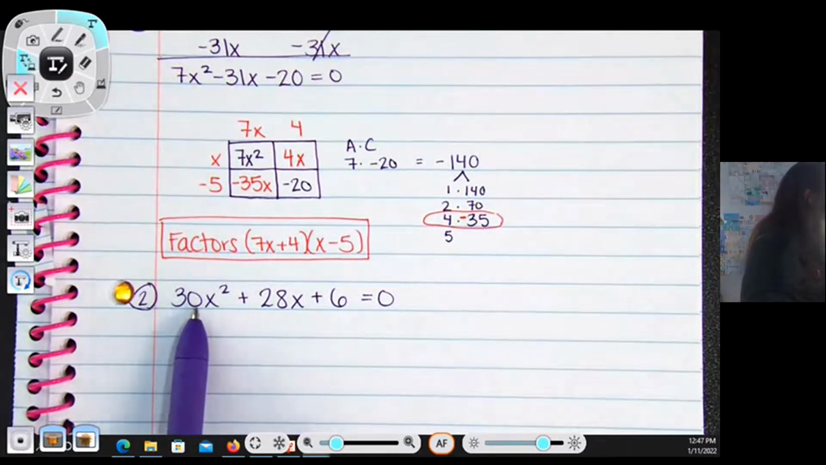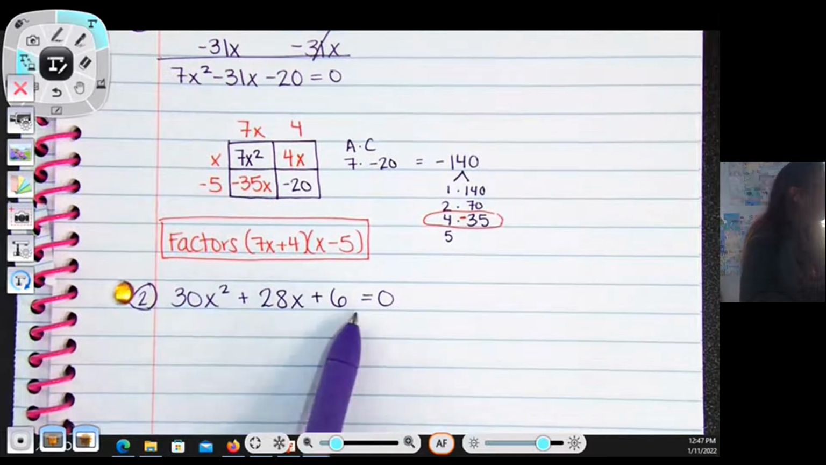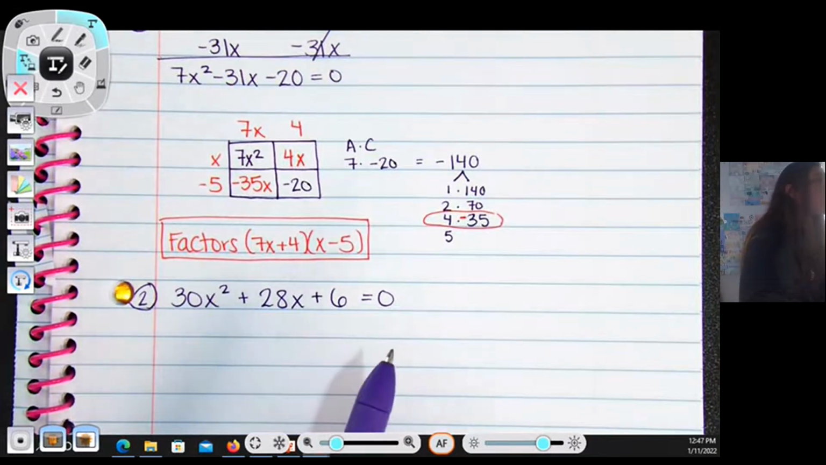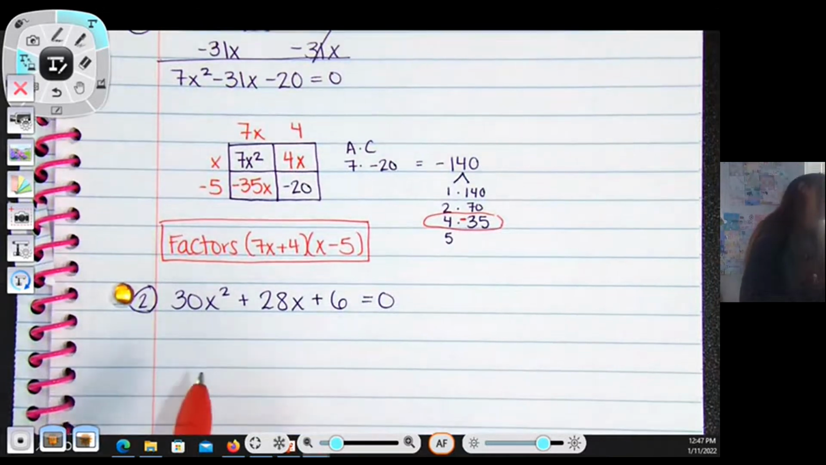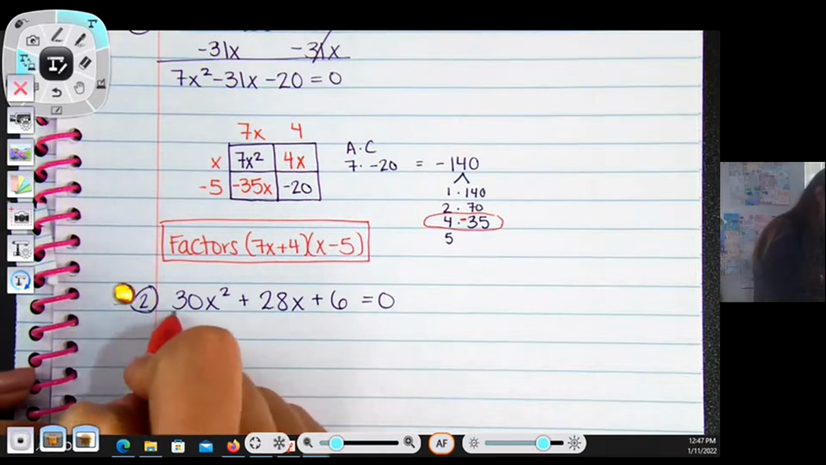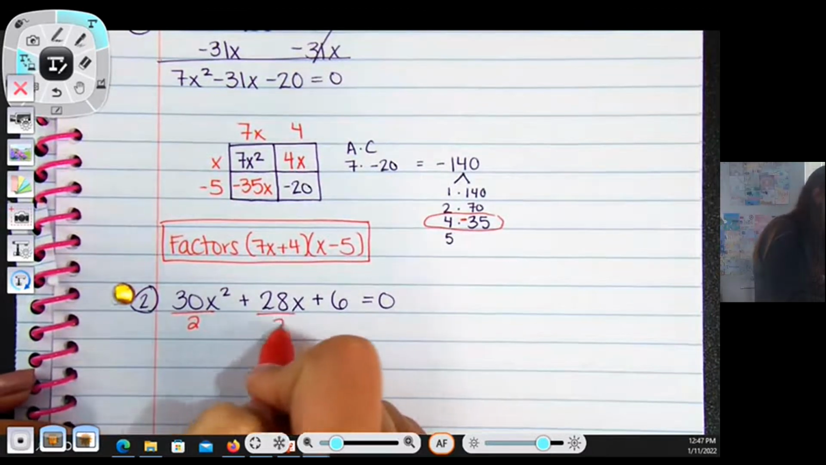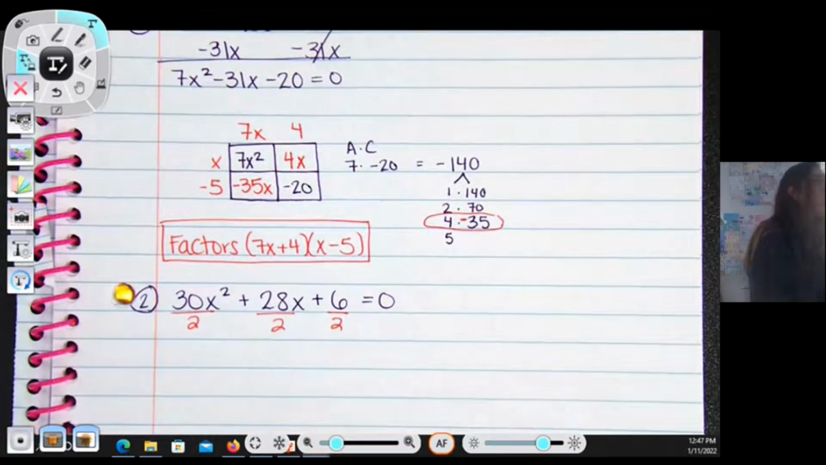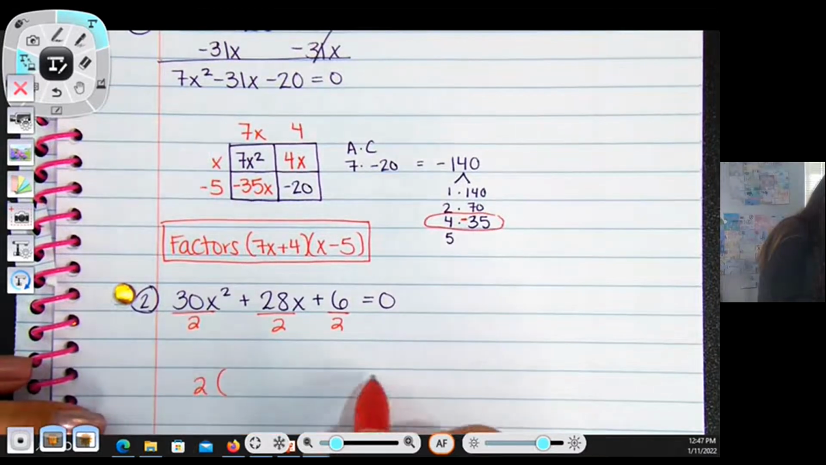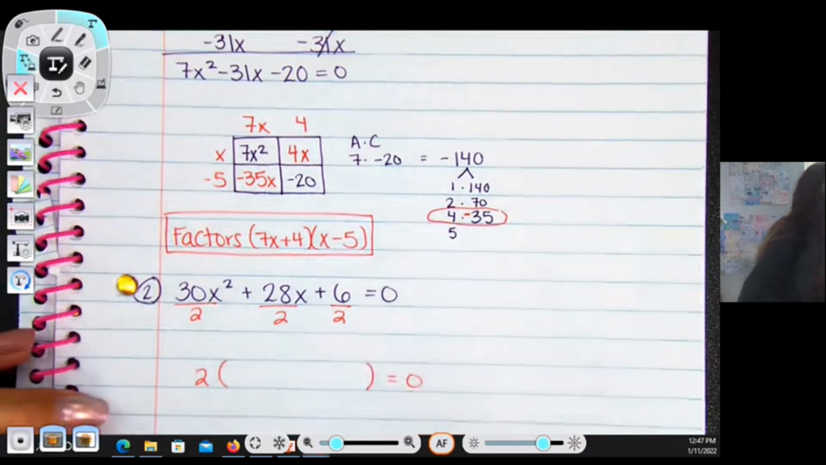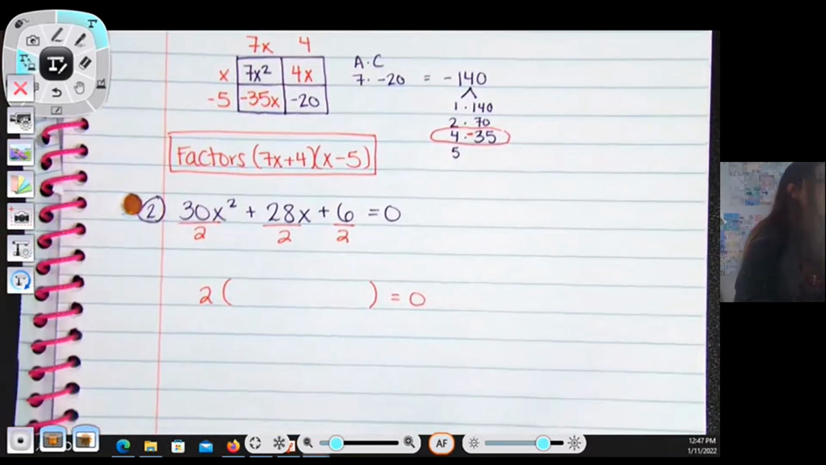So if you're looking at 30, 28, and 6, can I divide by something to make these numbers smaller to work with? 6 does not go into 28. 2 goes into all of these. So I'm going to divide by 2. If you make your numbers smaller, it will make your life easier. So 2 is a factor. It's going to go out front, and I'm going to have a new trinomial to work with that's smaller, and I won't have such big numbers to work with.